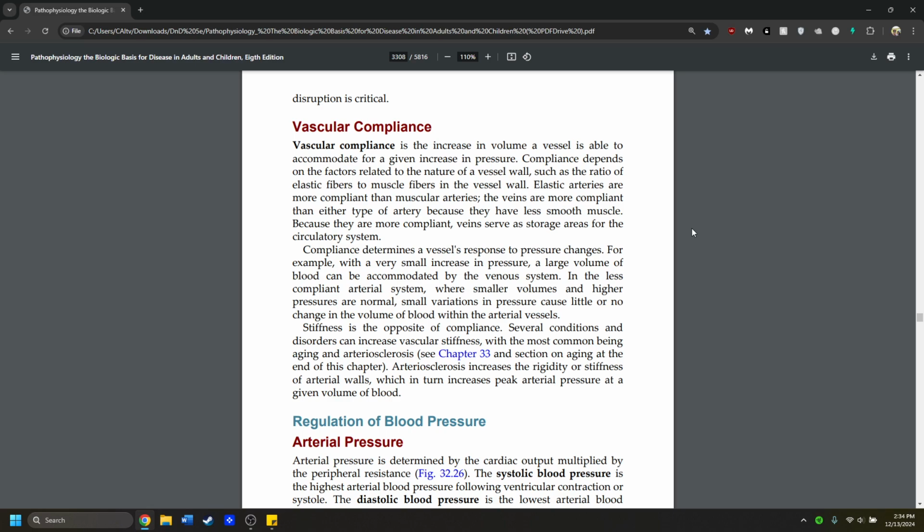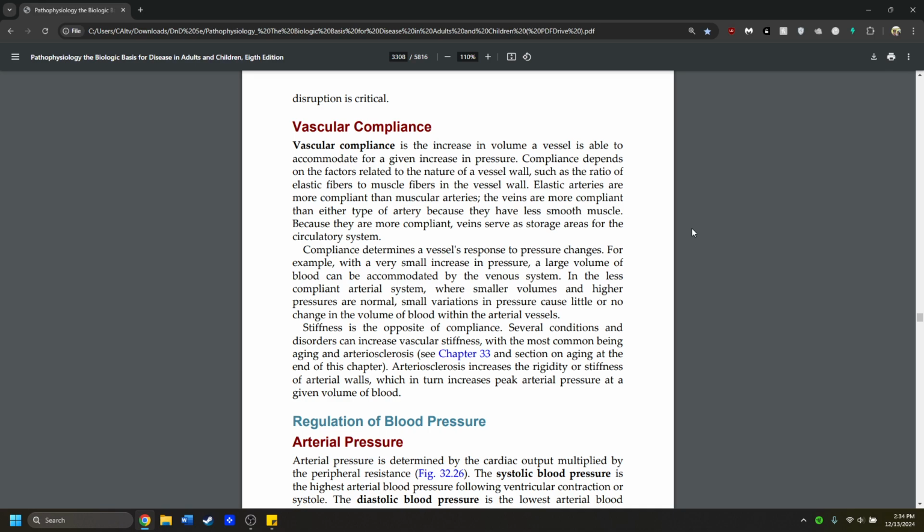Vascular compliance. Vascular compliance is the increase in volume a vessel is able to accommodate for a given increase in pressure. Compliance depends on the factors related to the nature of the vessel wall, such as the ratio of the elastic fibers to muscle fibers in the vessel wall. Elastic arteries are more compliant than muscular arteries. The veins are more compliant than either type of artery because they have less smooth muscle.